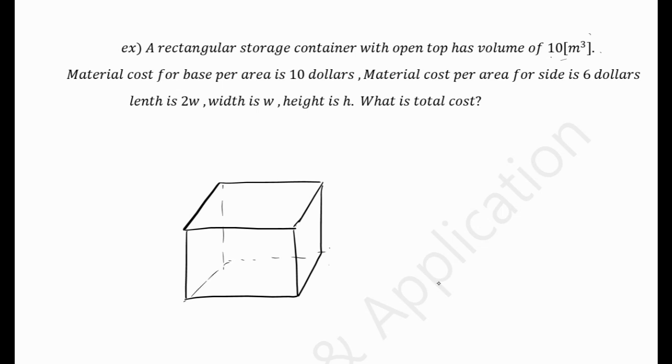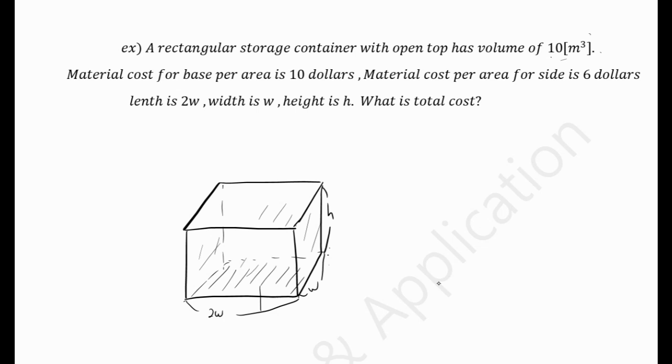The material cost for the base per area, this area, is $10 per area, and the material cost per side, this side, is $6. The length is 2w, the width is w, and the height is h. What is the total cost?